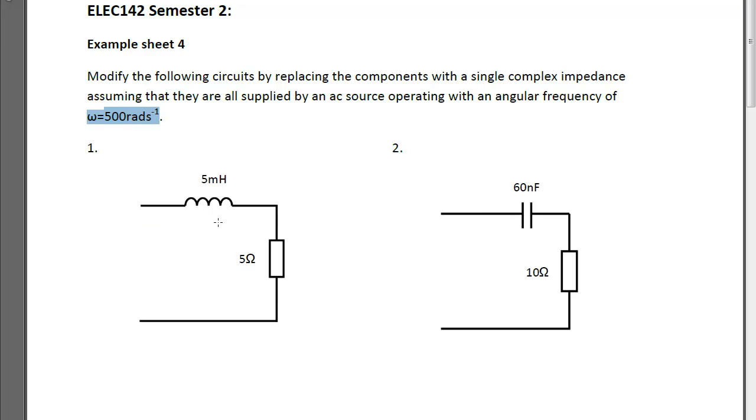So let's start off and look at question 1. So what have we got? We've got a very simple circuit. It's a series circuit and we've got an inductor and a resistor in series. Our inductor has a value of 5 millihenries and our resistor has a value of 5 ohms. So let's go about solving that.